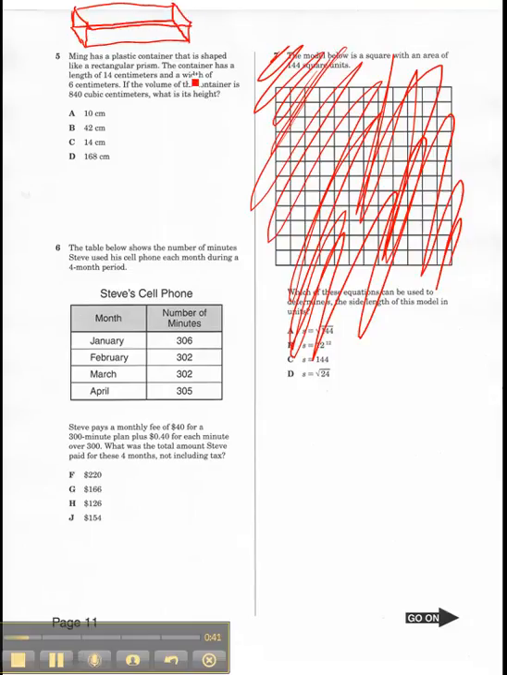Okay, the container has a length of 14 centimeters, so the length equals 14 centimeters, and a width of 6 centimeters. That would be this dimension here. We don't know the height. We're going to try to figure out the height. If the volume of the container is 840 cubic centimeters, what is the height?